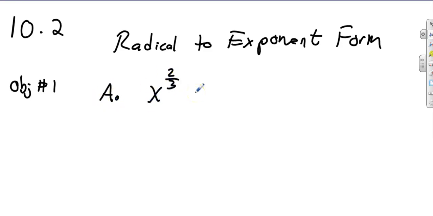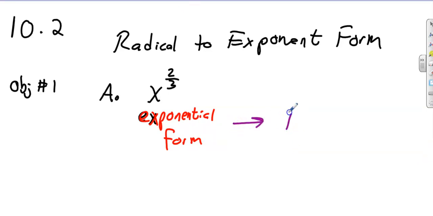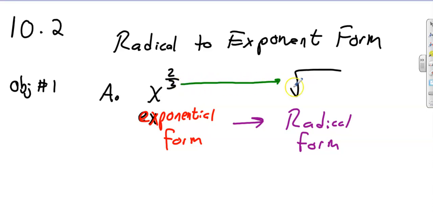If you have something here that's in exponent form or exponential form, if you have to change it to radical form, it's really only two simple things that you have to do with this one. Radical, so you're going to have the radical sign in there. And basically the bottom number in the fraction goes on the outside. The top number basically goes to a power that's going to be on the inside.